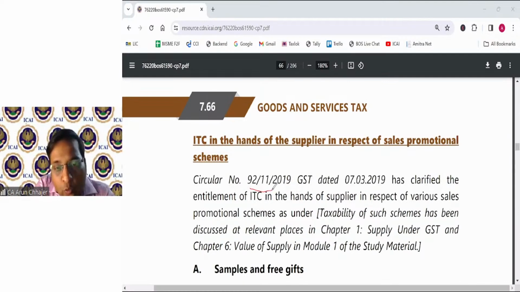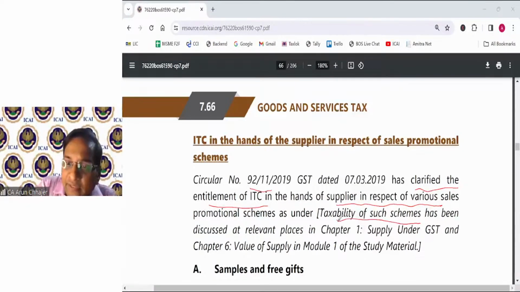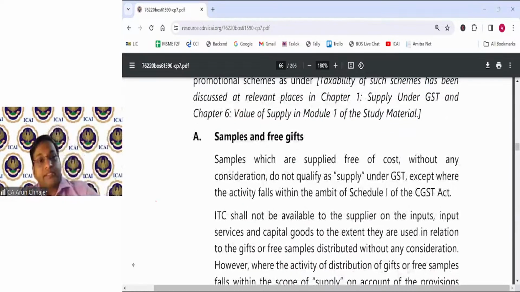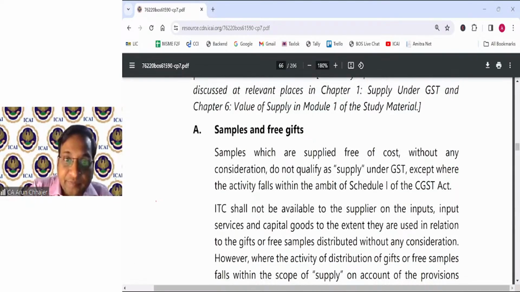Circular 92 has clarified the entitlement of ITC in the hand of the supplier in respect of the various sales promotion schemes. Taxability of the scheme has been discussed in chapter 1, that is the supply chapter, and also in the value chapter, valuation of the supply. I hope you all have completed the value of the supply chapter. Let me discuss once again. Sample and free gift.